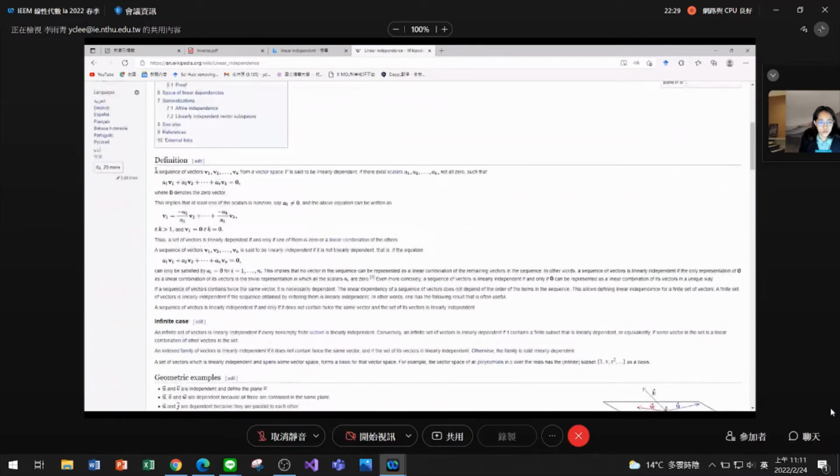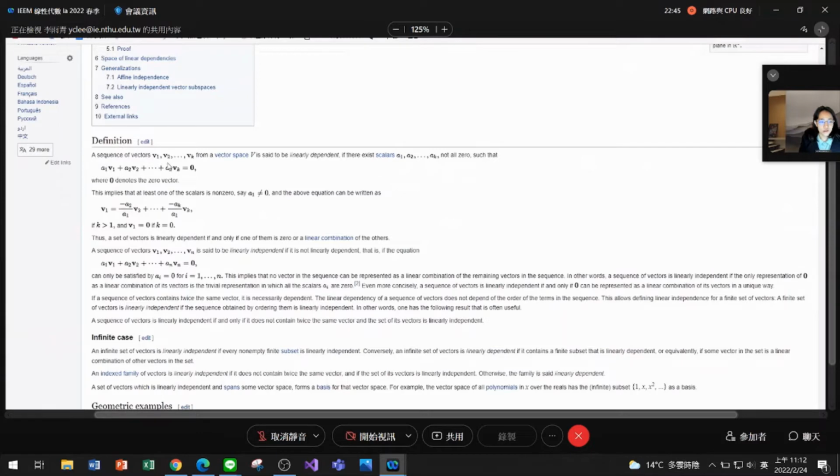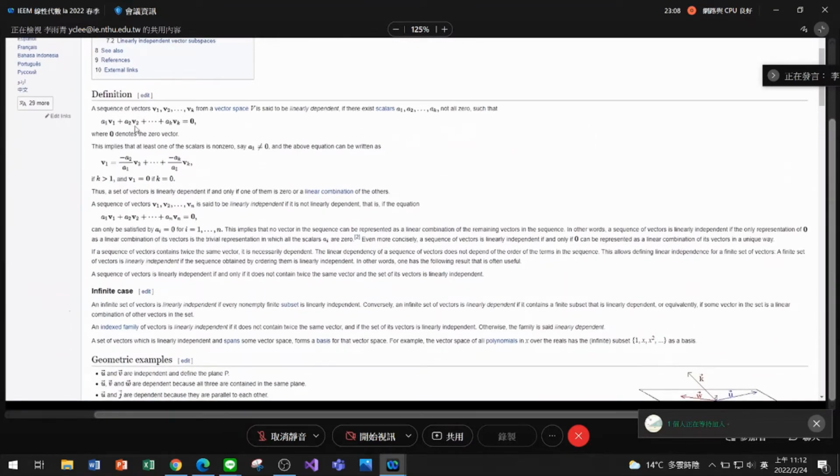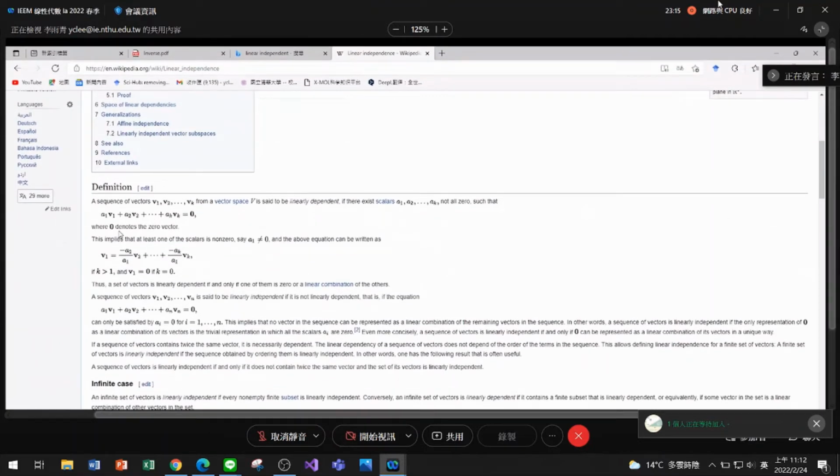So basically, to define what is a linearly independent set of vectors, we need to consider a sequence of vectors, v1, v2, up to vk. They are said to be linearly independent if there exist scalars, not all zero, such that a1 times v1 plus a2 times v2 plus up to ak times vk equals 0, where 0 denotes the zero vector.